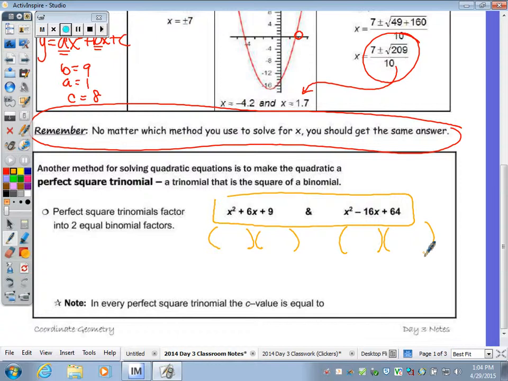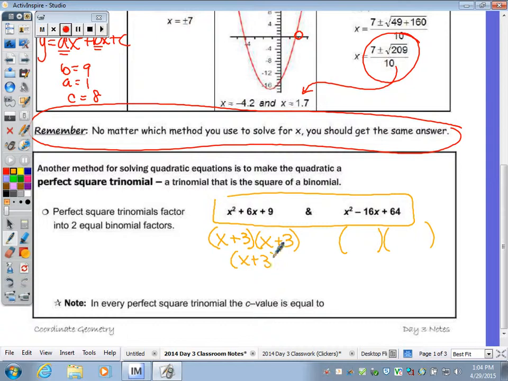Damien? 3 and 3. Not just 3 and 3. I should hear binomials. So x, x. Well, plus positive 3 for both of them. Plus 3 plus 3. Yep. So the factors are x plus 3 squared.